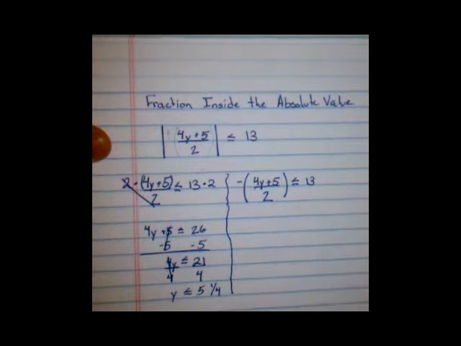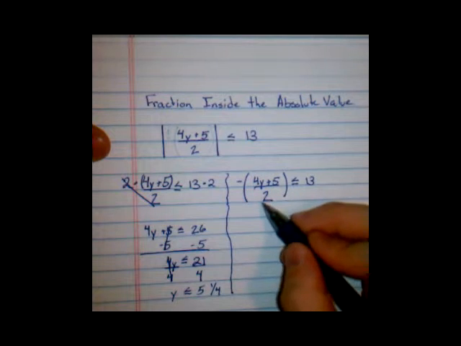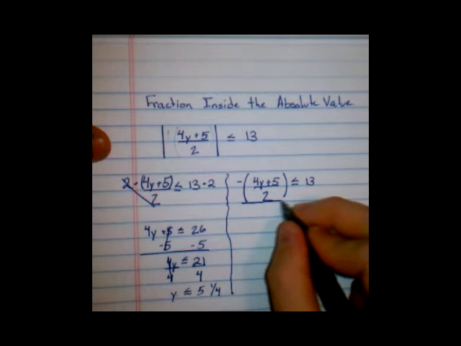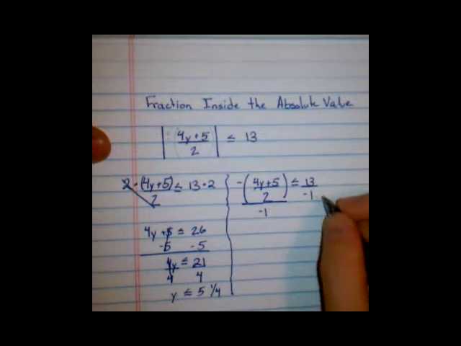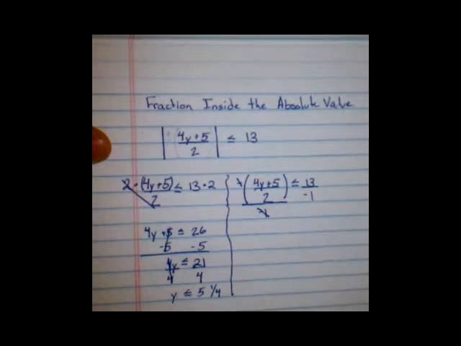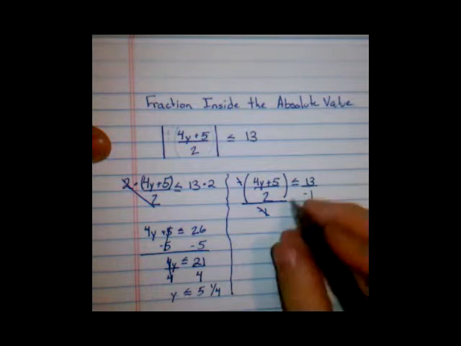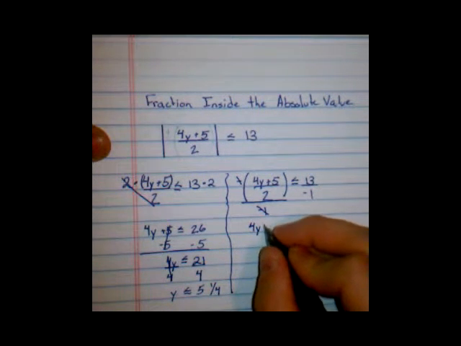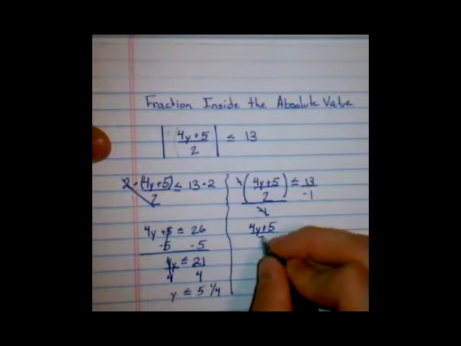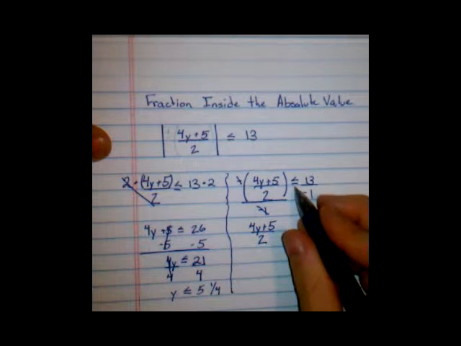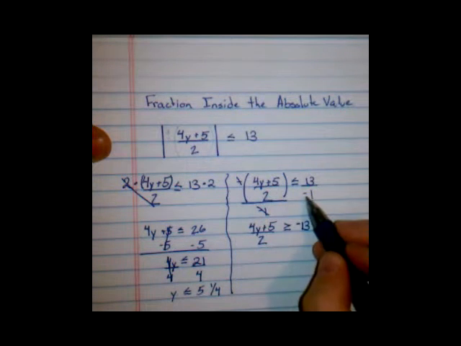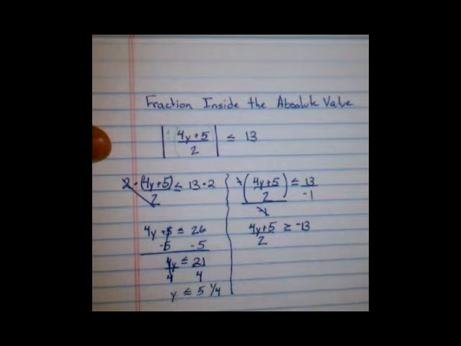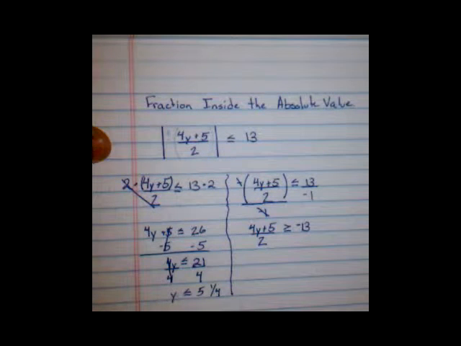On the right, the other inequality. Definitely in a time like this, I would divide by -1. There's too much going on in there. Opposite of a negative is positive. Parentheses are no longer needed. 4y plus 5 divided by 2. Well, change the inequality. Greater than or equal to -13. That first step with the negative is very important. It changes your arrows, keeps everything straight.